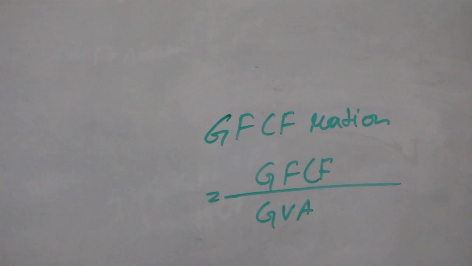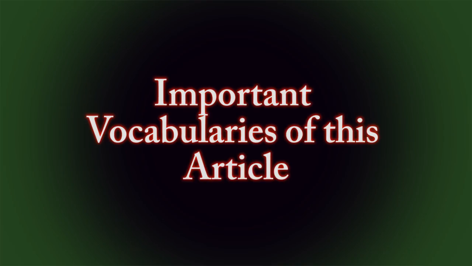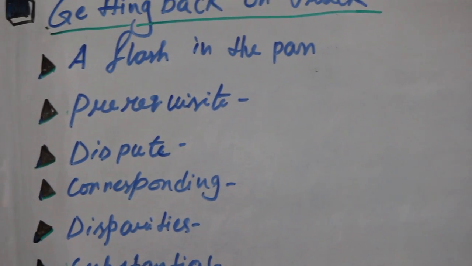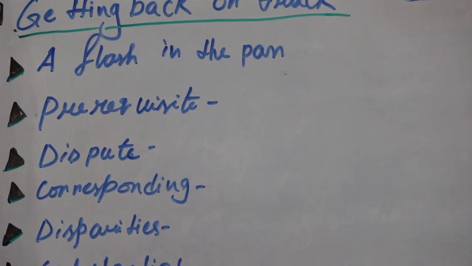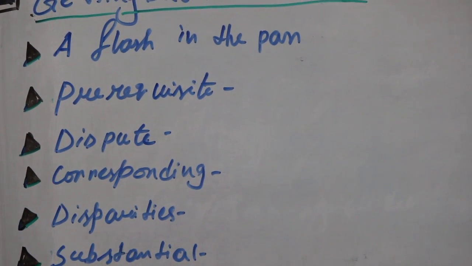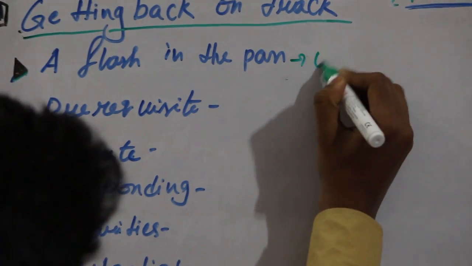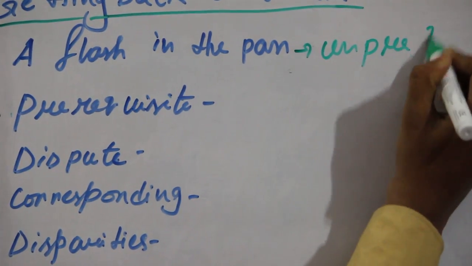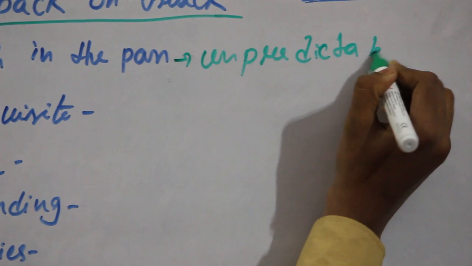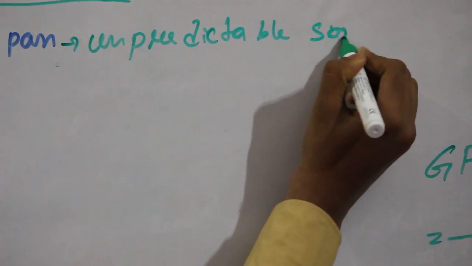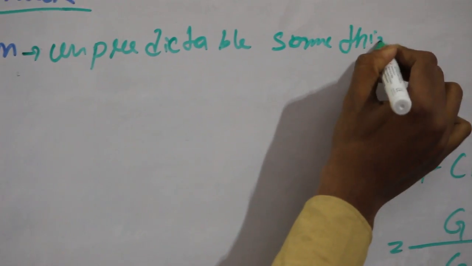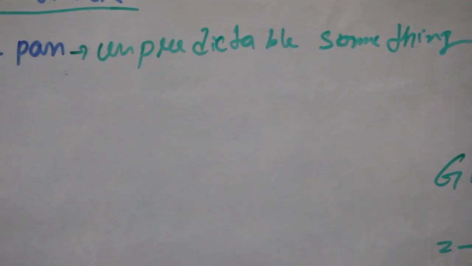So that's the article. Now we will go with the vocabulary. First one is a flash in the pan. It's not a vocabulary, it's a phrase. It means unpredictable someone, unpredictable something. Next one is prerequisite.